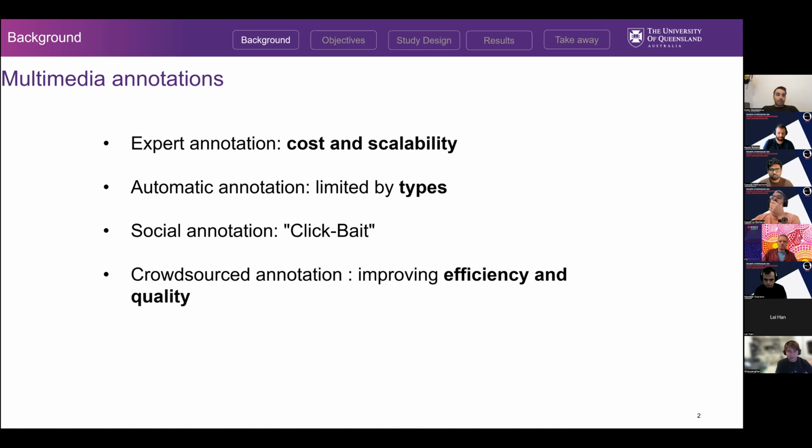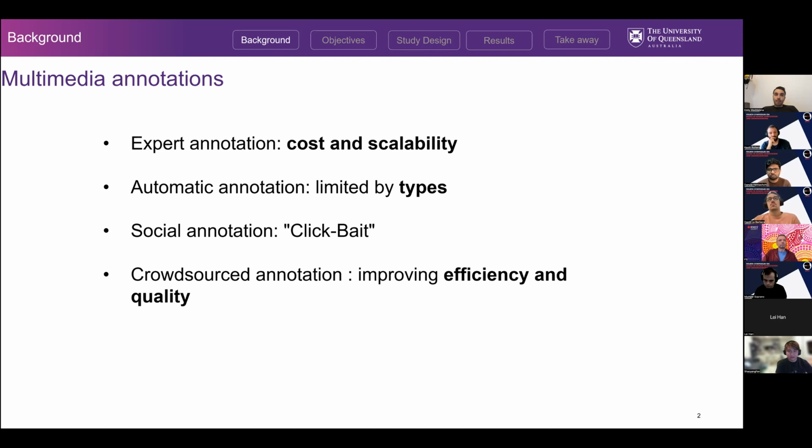Another popular method is social annotation. For example, when people submit their digital content, they can add some keywords or hashtag words to that content to improve the exposure. However, the quality of the social annotation cannot be guaranteed. For example, some people will use clickbait words to attract viewers.